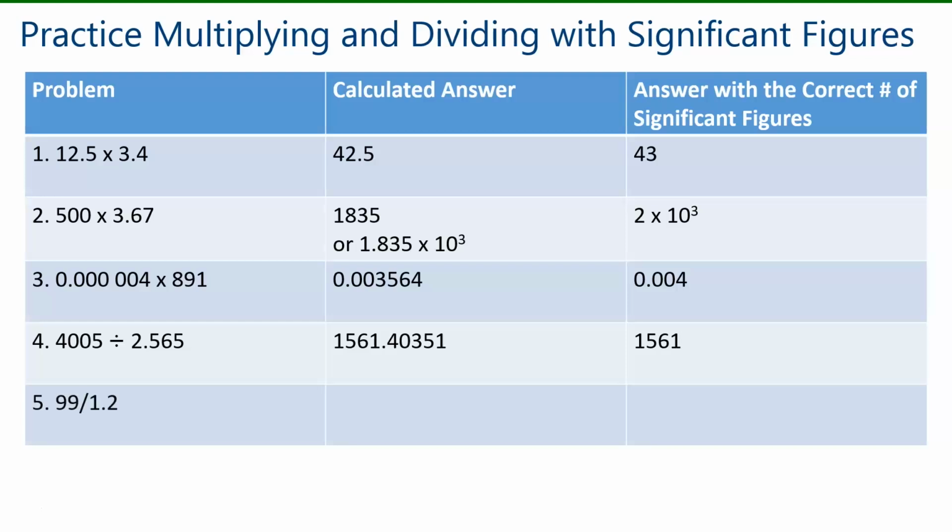And last but not least, we have 99 divided by 1.2. Put that in a calculator, you get 82.5. The least number of significant digits in our problem is 2, so using our rounding rules, we get 83.